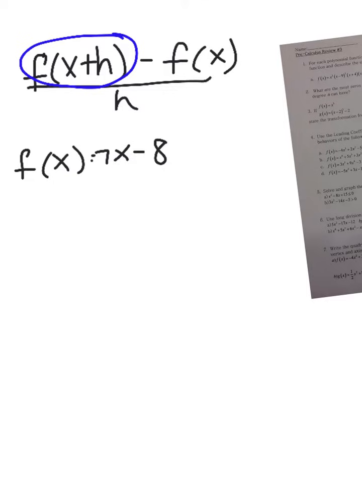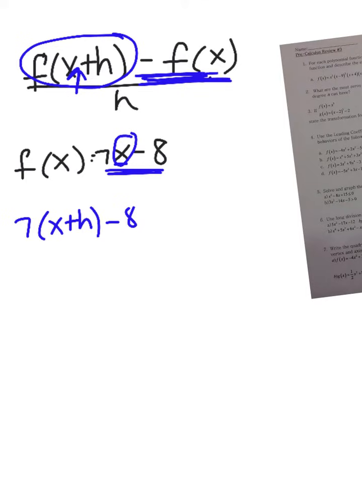F of x plus h. Remember, this is my input, so I'm going to input x plus h into my x here. So it's going to be 7 times x plus h, because that's my input, minus the 8. Right, so I input it into that. Now I'm going to minus my f of x. My f of x is 7x minus 8. And then put it all over h.